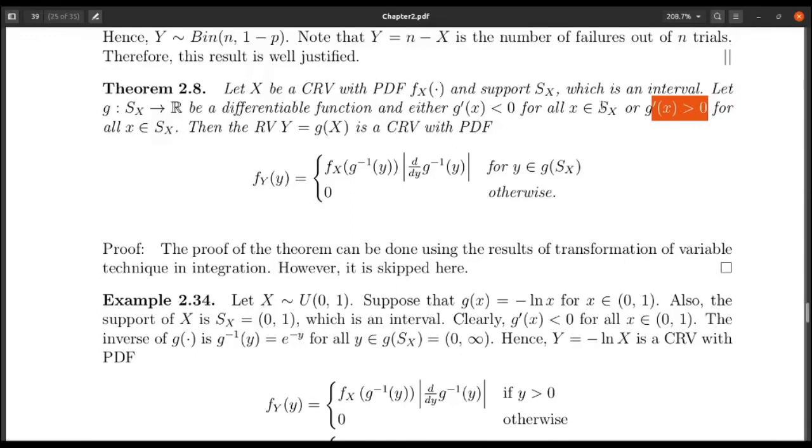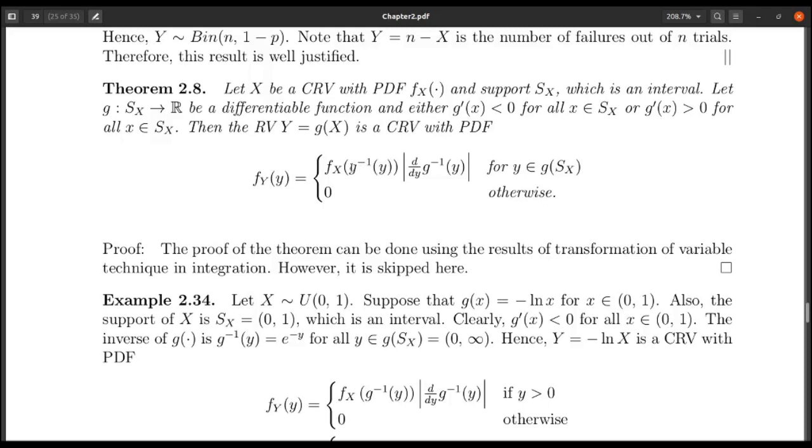If this condition is satisfied, then this theorem tells us that g of X, which is Y, is a continuous random variable, and the PDF of Y can be calculated using this particular formula. The formula is very easy to remember because it is actually the same as what we use during the transformation of variables in integration. This quantity you can think of as a one-dimensional Jacobian, and this one is basically f of x at the point x, where x is nothing but g inverse of y. That's why it is f_X at the point g inverse of y.